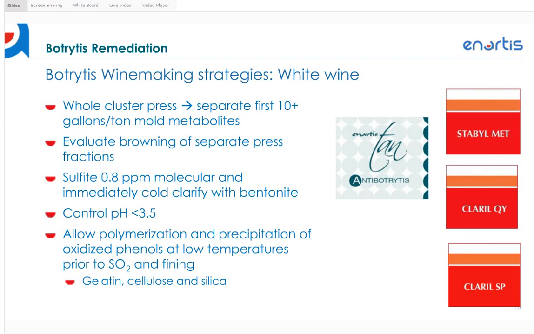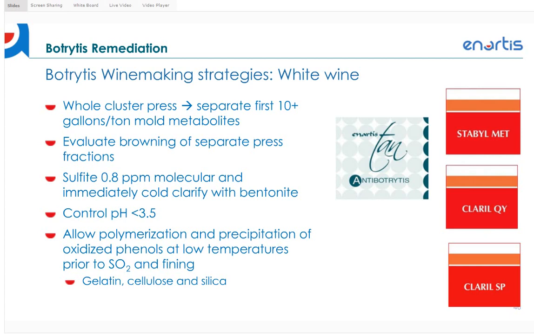So for white wine, you want to whole cluster press, similar to powdery mildew, and separate the first 10 gallons per ton of that press wine, just because it's full of mold metabolites, and it should be completely separated and is usually discarded. With each individual press fraction, browning should also be assessed. Sulfur dioxide should, of course, be used, and then cold clarification and settling with bentonite will help expedite the settling.